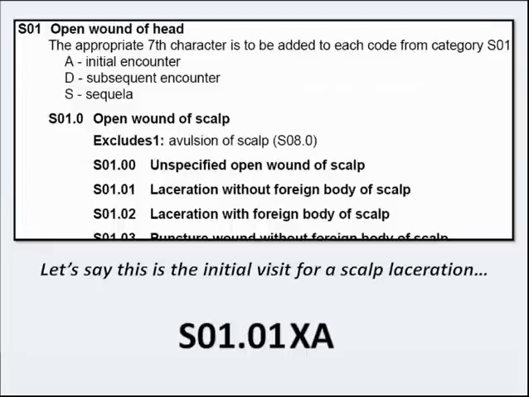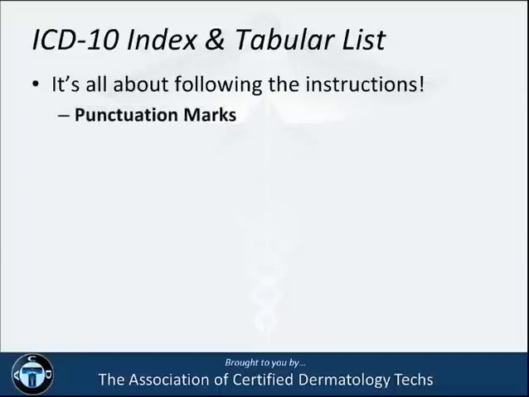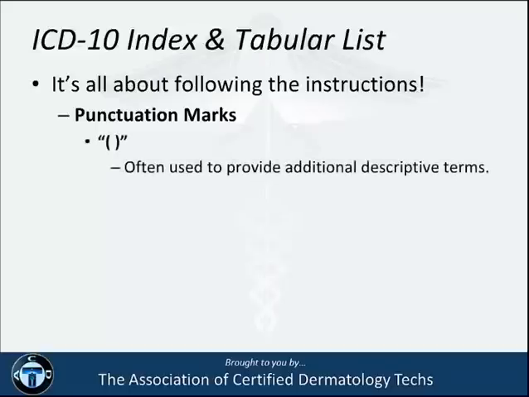Can you imagine doing the billing for emergency rooms once these changes go into effect? We'll be thankful that we won't be dealing with the 7th character codes very often in dermatology, but when we do, we at least need to know how to handle them. There are a number of punctuation marks used within the ICD-10 index and tabular list as well. Their significance is usually easy to understand, especially when seen in their context. A few of the most common examples include parentheses, which most often just provide additional terms used to describe a given diagnosis.